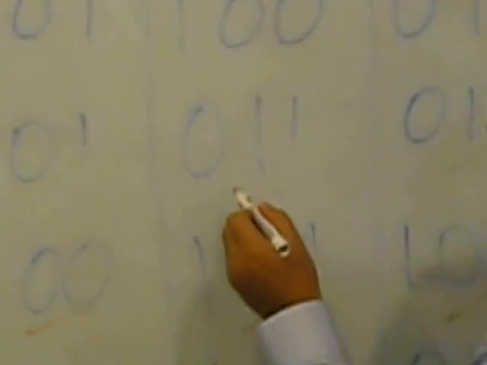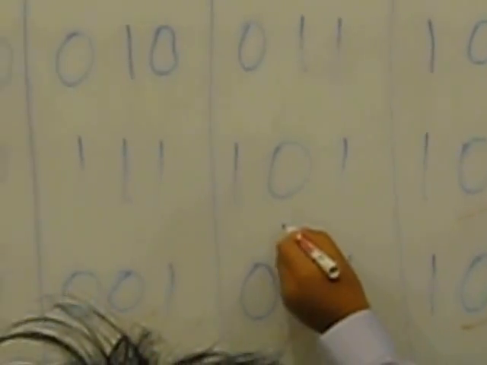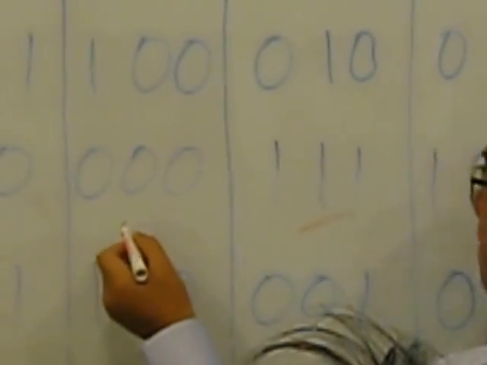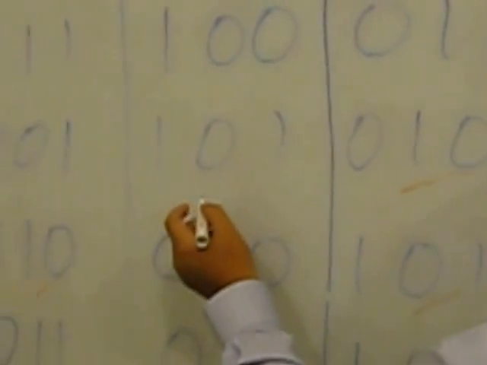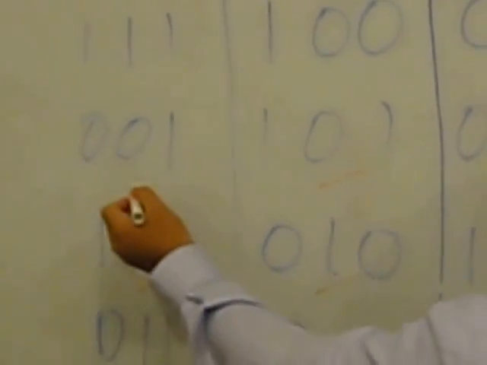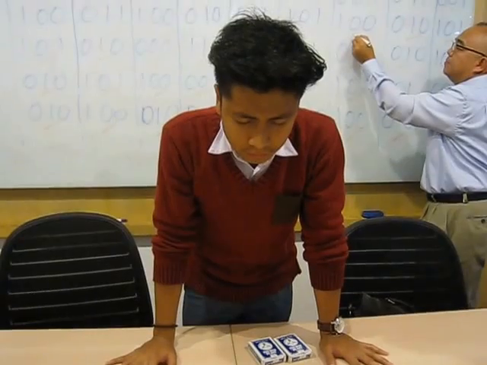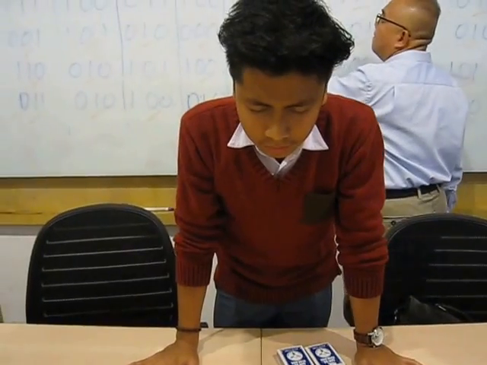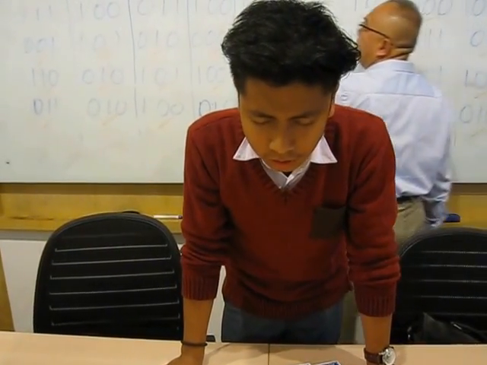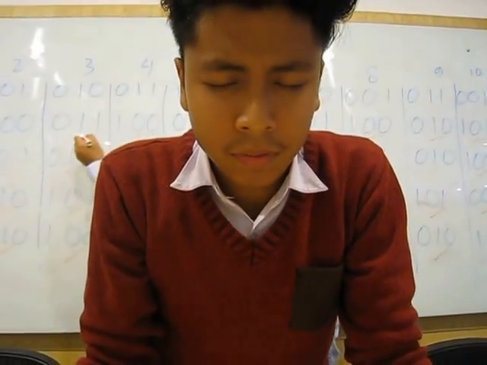010. Yes. 110. Mm-hmm. 101. Mm-hmm. 101. Mm-hmm. 111. Mm-hmm. 000. Mm-hmm. 010. Mm-hmm. 101. Mm-hmm. 100. Yes. 101. Yes. 010. Mm-hmm. 001. Yes. 101. Yes. 110. Mm-hmm. 010. Mm-hmm. 001. Yes. 110. Yes.